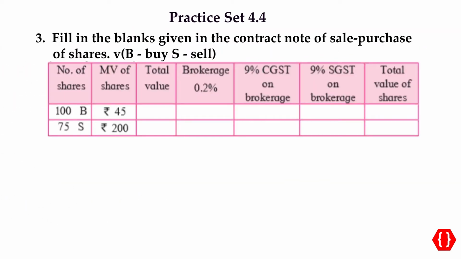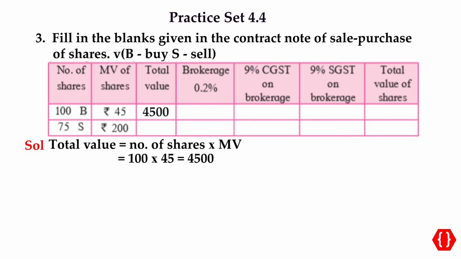Question number 3. In this table, let's solve the first one. The number of shares bought is 100. Market value of shares is 45 rupees. Now let's find out the total value of these shares. Number of shares multiplied by market value equals 4500 rupees. So the total value is 4500 rupees.